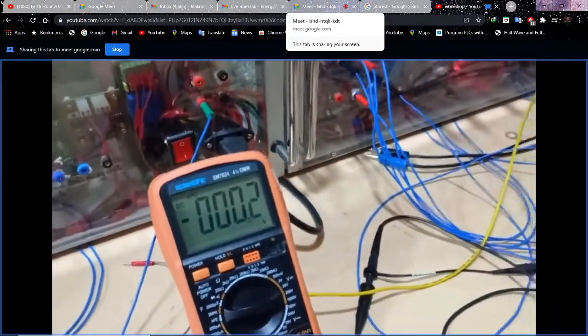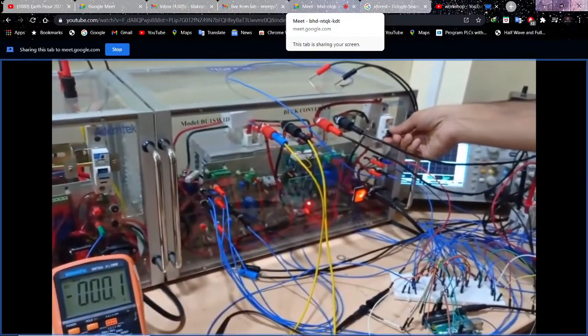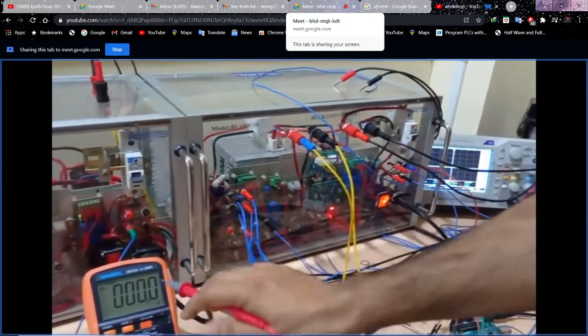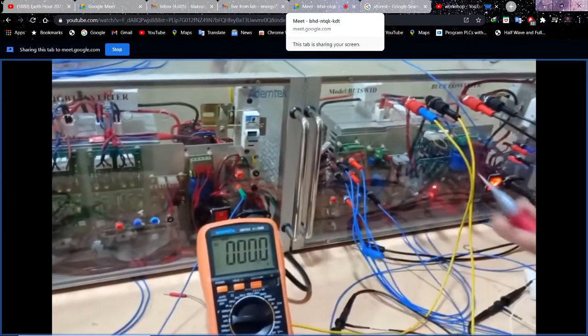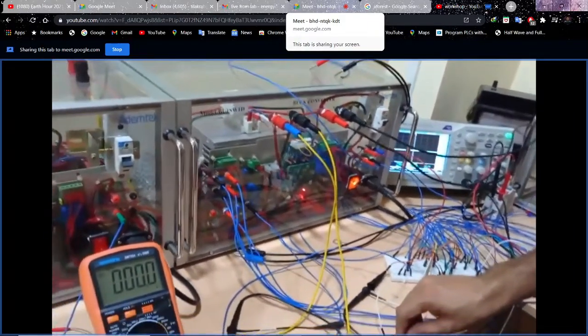Now we will turn on this switch. This means we are turning on the converter. Now we have turned on the converter, but the output is 0 because the duty cycle is 0. So now gradually we will increase the duty cycle.